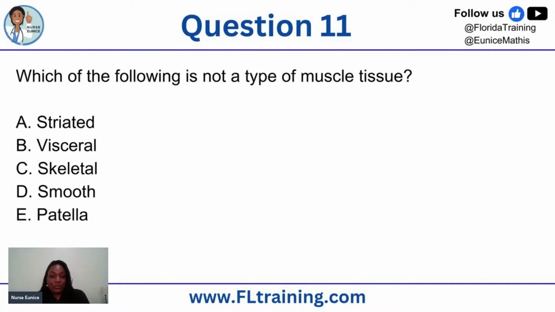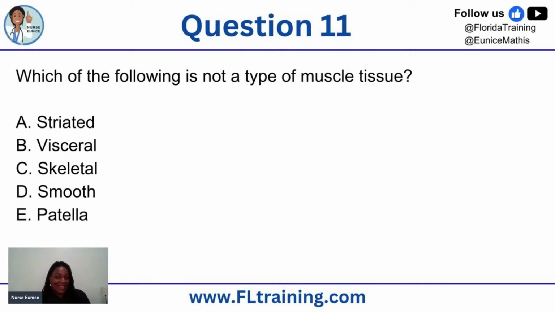Question 11, which of the following is not a type of muscle tissue? Ooh, is it striated, visceral, skeletal, smooth, or patella? That one's easy. Everyone should get this one right. When you think of striated, think about how stretch marks look. So that would be like a striated muscle. So we know it's not A because that is a type of muscle tissue. So which one is incorrect?